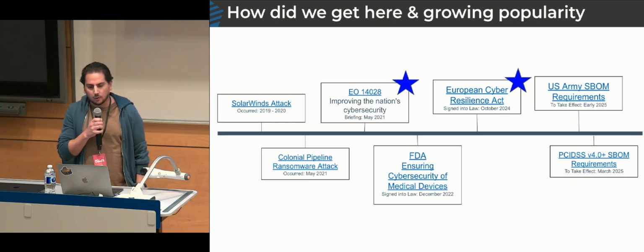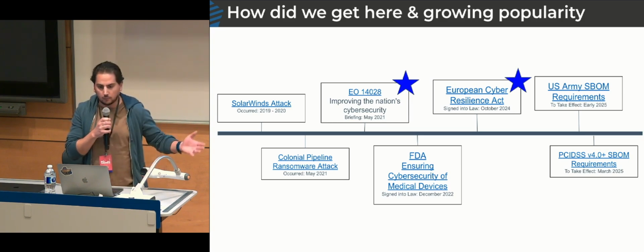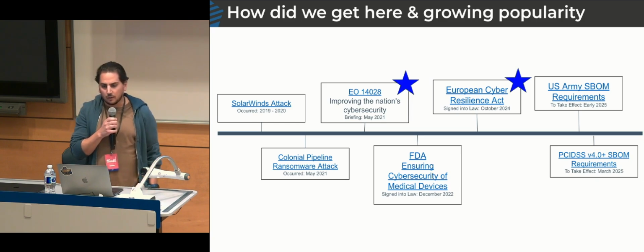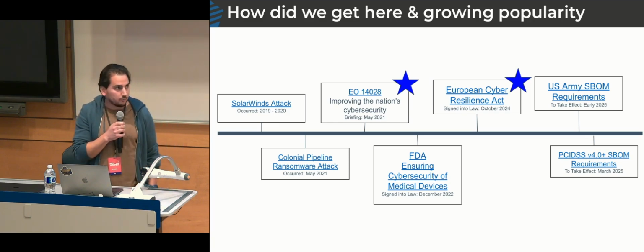There was also the Colonial Pipeline ransomware attack that occurred in May 2021, where all of their data was encrypted, and it was a ransomware attack. They had to pay to get their data back. This caused fuel shortages on the eastern United States and panic buying, and it also raised awareness that our critical infrastructure is very important and has to be better protected.